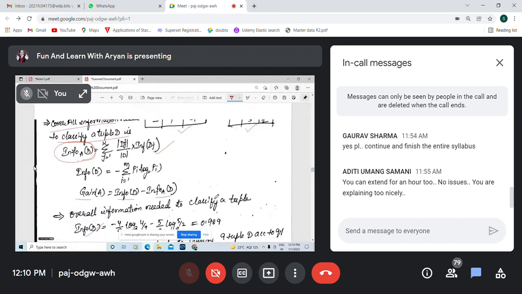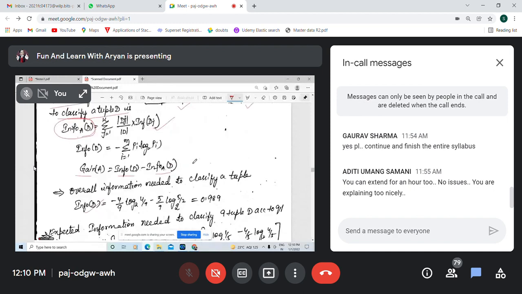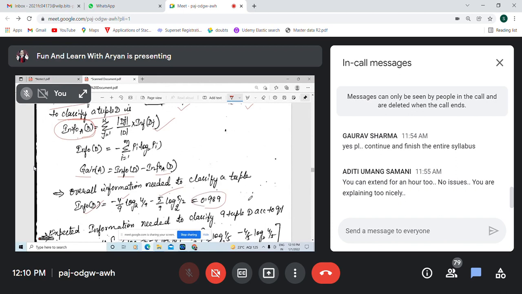Overall information means how many positive classes are there? 4. How many negative classes are there? 5. So calculate with the formula: 4 by 9 into log to the base, and this, so you will get this one. Okay, this is your overall information.